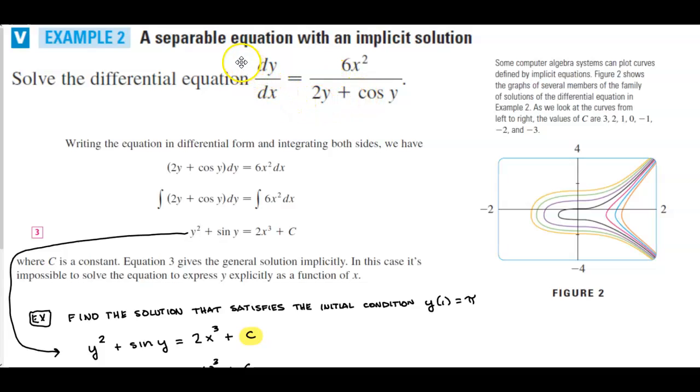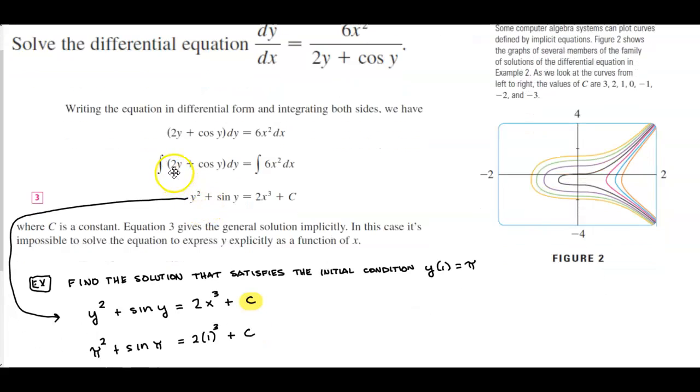So we're going to multiply both sides by 2y plus the cosine of y, so we're going to end up with (2y plus the cosine of y) dy, and then it's going to equal 6x squared dx. And then we're going to integrate both sides. When we take the antiderivative of 2y, we're going to get y squared. When we take the antiderivative of cosine y, we're going to get plus sine y, which is equal to the antiderivative of 6x squared, which is 2x cubed, and then plus c, where c is a constant.